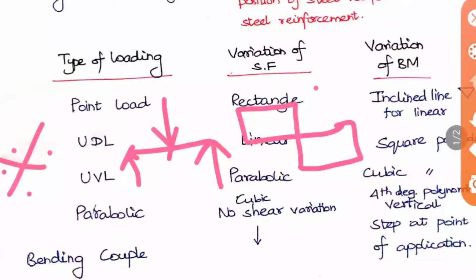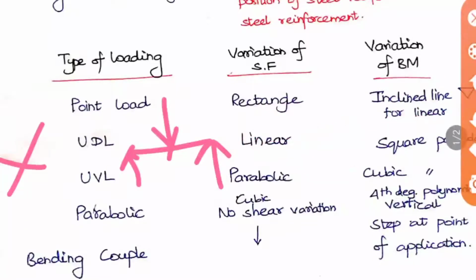Then how is the variation of the bending moment? It is an inclined line, linear. So it will be like this. This will be the bending moment diagram for this shape. Okay, so when a point load is applied, the variation of shear force will be a rectangle and the variation of the bending moment will be an inclined line, linear.